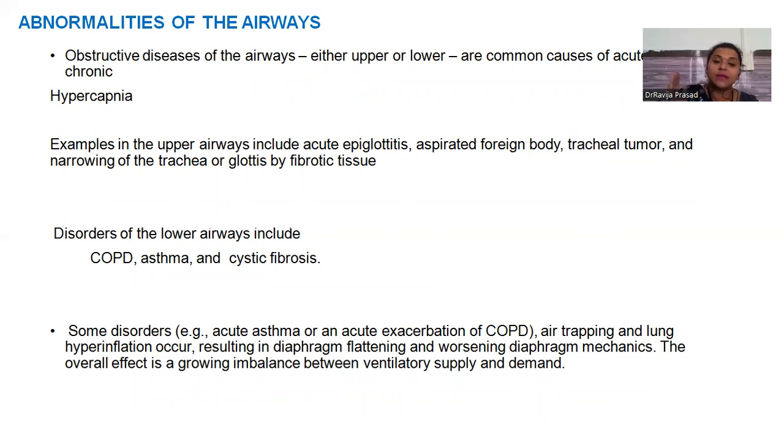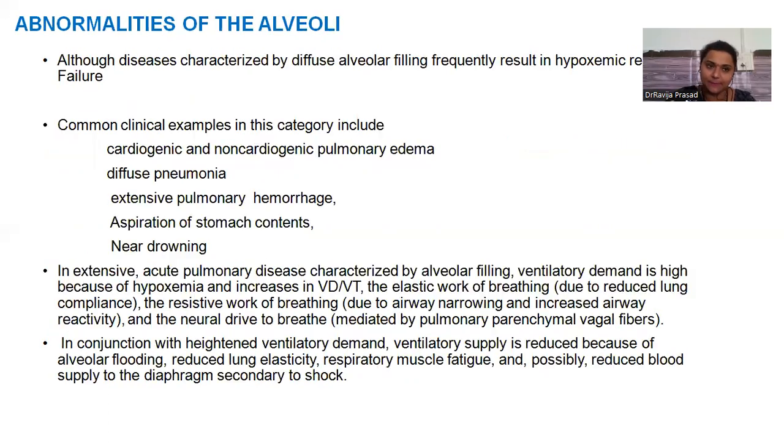Some other disorders could be acute asthma and acute exacerbation of COPD, where air trapping and lung hyperinflation occur, resulting in diaphragm flattening and worsening diaphragm mechanics. The overall effect is a growing imbalance between ventilatory supply and demand.